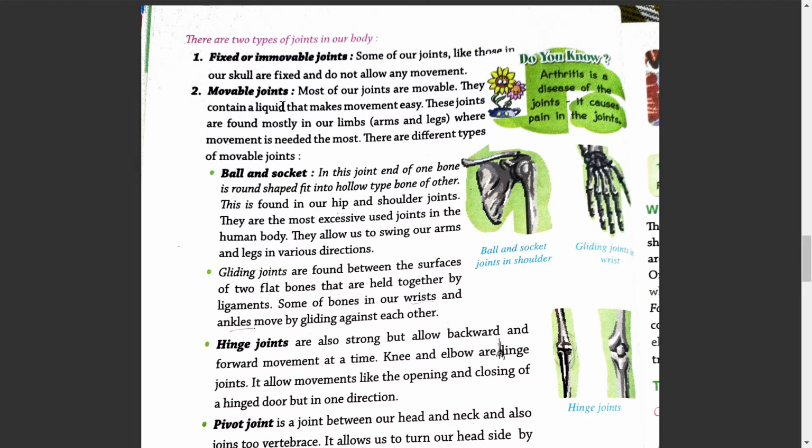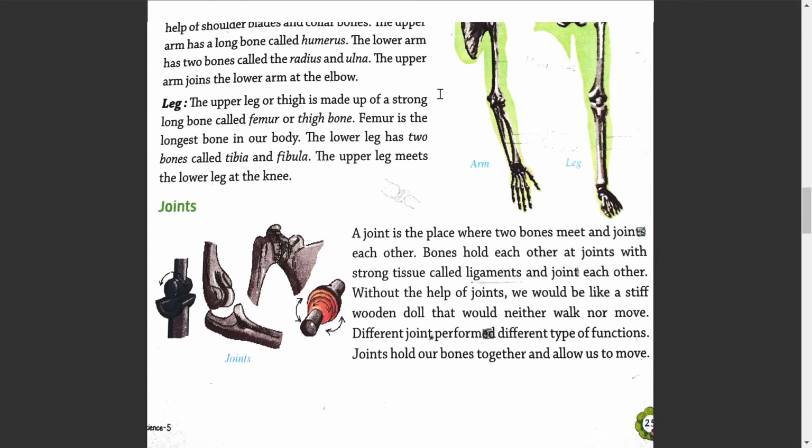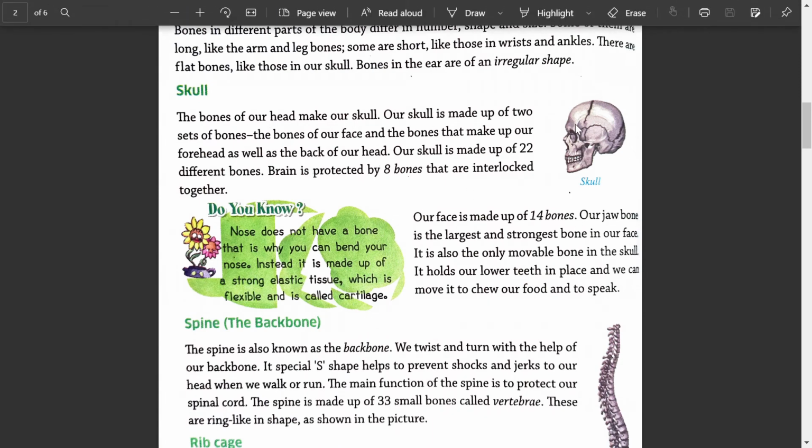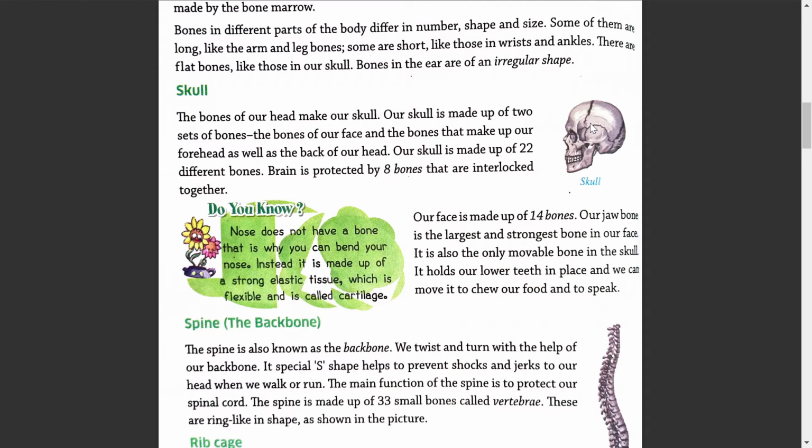Fixed or immovable joints consist of some of our joints, like those in our skull, which are fixed and do not allow any movement. If you look at the picture of the skull, you can see that it is made up of flat bones, and these joints are immovable. It is fixed.